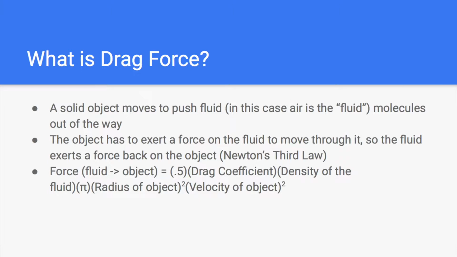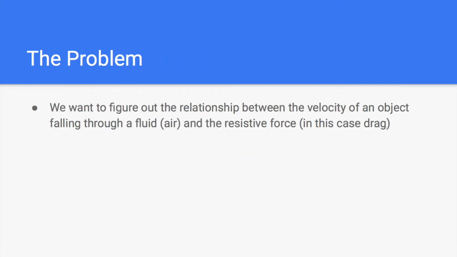The equation for drag force is one half times the drag coefficient times the density of the fluid, pi times the radius of the object squared, times the velocity of the object squared. The goal of our experiment is to find a relationship between velocity of an object falling through a fluid, in this case air, and the resistive force, in this case drag.